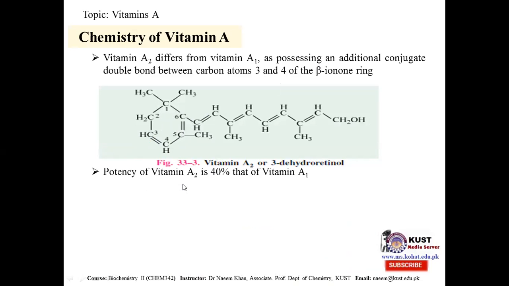The potency of vitamin A2 is 40% that of A1. A1 is more potent, but A2 is 40% of A1. This structure can also be traced in the fundamentals of biochemistry by GLJ.